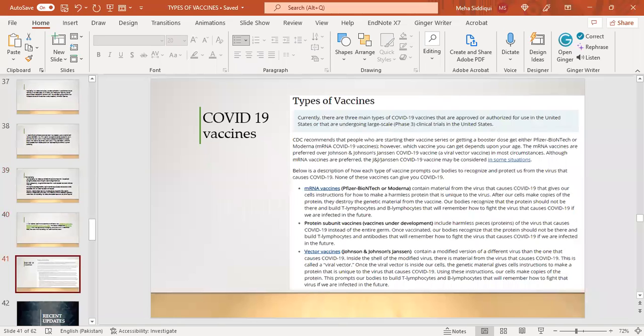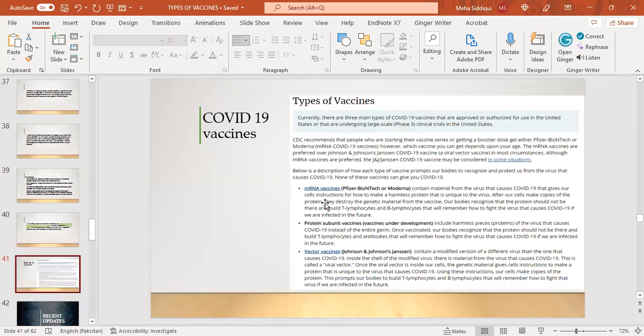Now, types of the COVID-19 vaccines. Currently, there are three main types of COVID-19 vaccines that are approved or authorized for use and that are undergoing large-scale phase 3 clinical trials. CDC recommends that people who are starting their vaccines or getting a booster dose get either Pfizer or Moderna. However, which vaccine we can get depends on our age. The messenger RNA vaccines are preferred over the Johnson & Johnson COVID-19 vaccine in most circumstances. And these are the three main commonly used types of the COVID-19 vaccine.